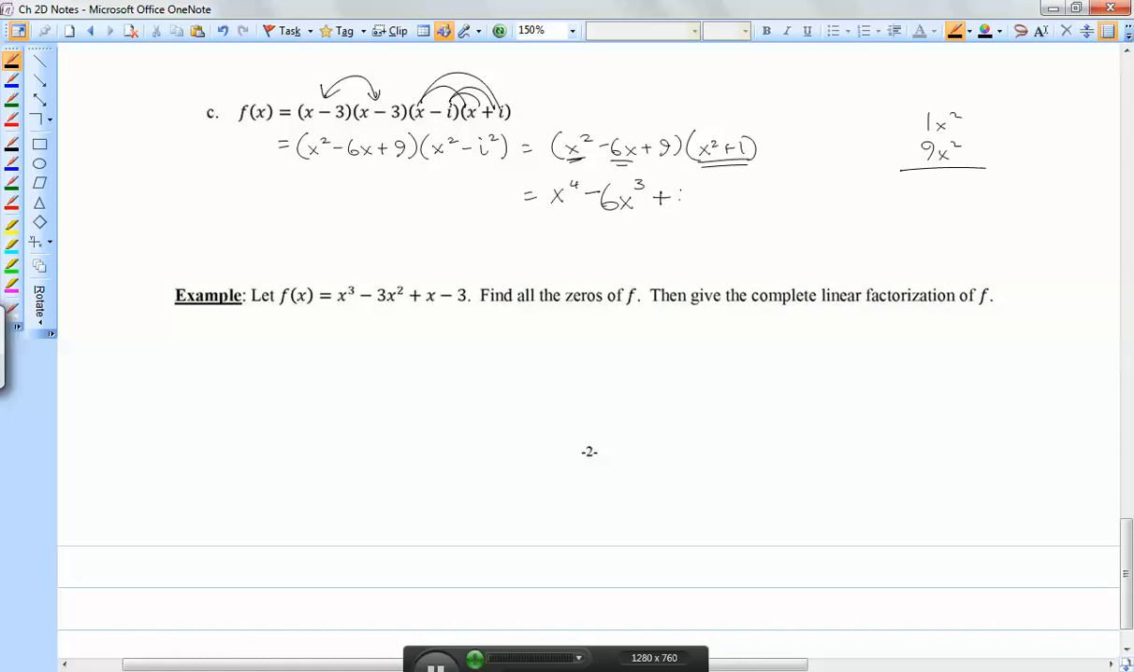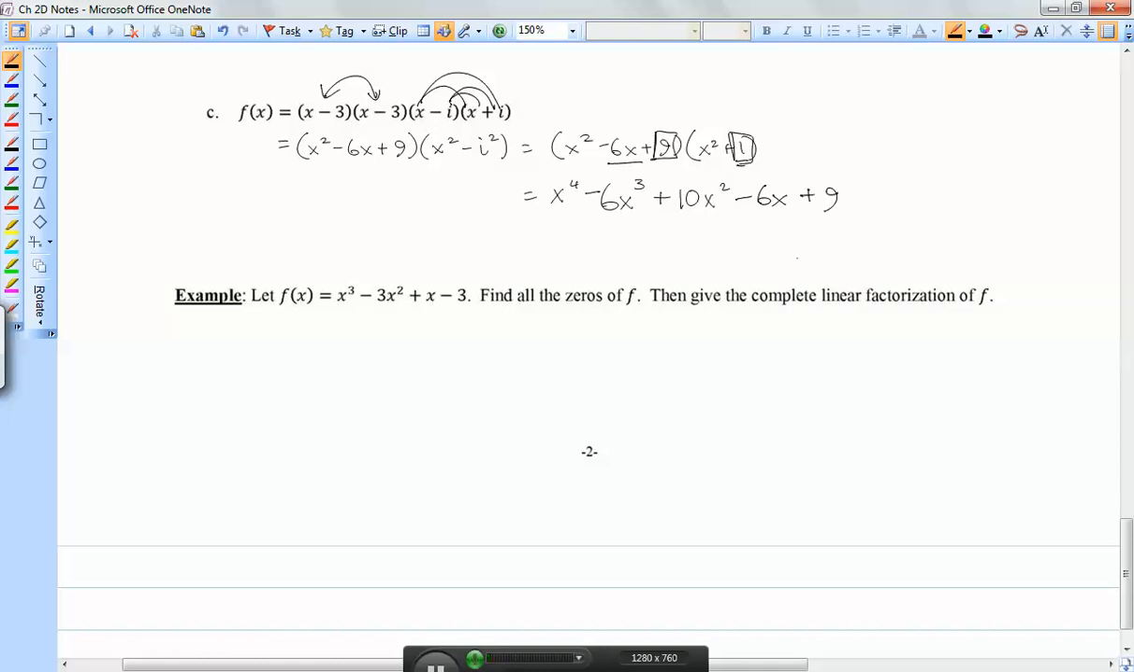And then let's see, x terms. I've got an x term here, and I can multiply it by that constant. So that's going to be minus 6x. And that's the only way I could get x terms, so minus 6x. And then the last term is going to be the constants, so I've got to multiply 9 times 1, so plus 9.